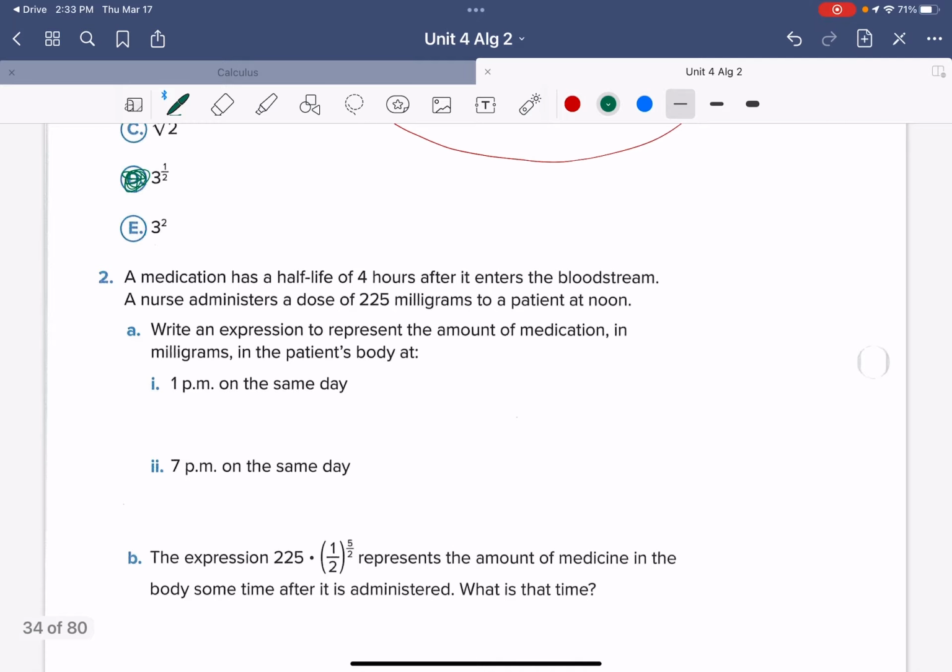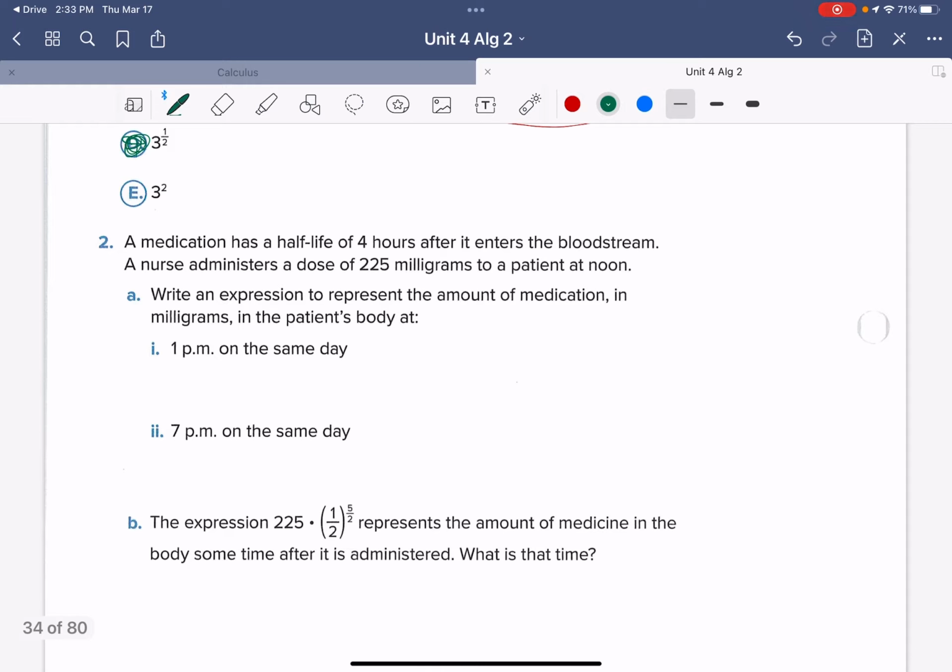Number 2. This is talking about medication. The half-life of medication is 4 hours, and it's 225 milligrams. So we got 225 milligrams. That's my starting point. And then we're starting at noon. Write the expression for the medication in milligrams. So it starts at noon. There, it says noon right there.